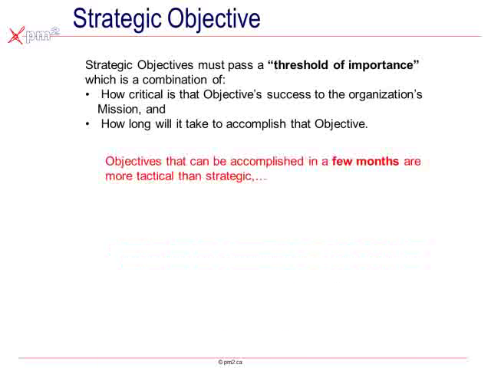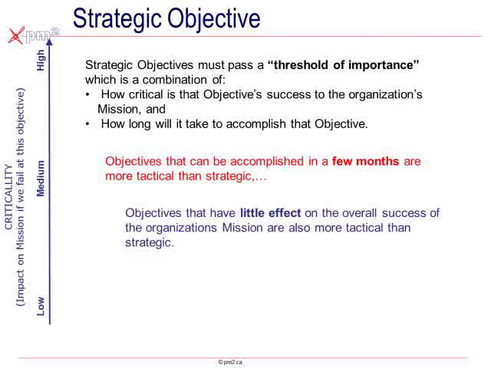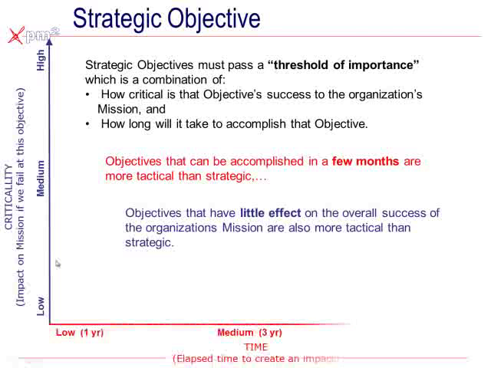As a general observation, if you can complete something within a few months, the chances are it's more tactical than strategic. And secondly, if it has little effect on the overall strategic success of the organization, it's also probably more tactical. So in theory, we could set up a graph, a 2x2, and on the left side, chart an objective's criticality. In other words, if we failed at this objective, what's the impact on our overall strategy? Low, medium, or high. And then down the bottom, we can chart how long it might take to execute.